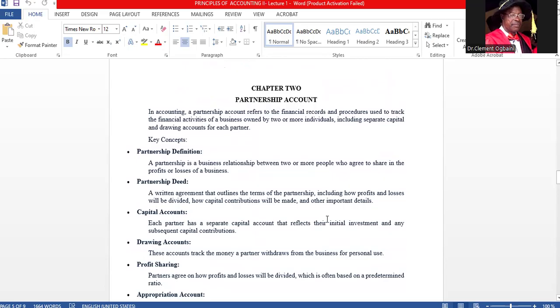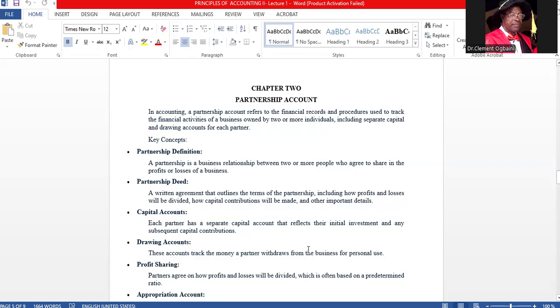Now, another topic that we will quickly look at in this accounting tool is partnership account. So first of all, what do we mean by partnership? Partnership accounting refers to the financial record and procedures used to track the financial activities of a business owned by two or more individuals. So when we are doing partnership accounting, we are trying to track financial records and procedures used by a business owned by two or more individuals.